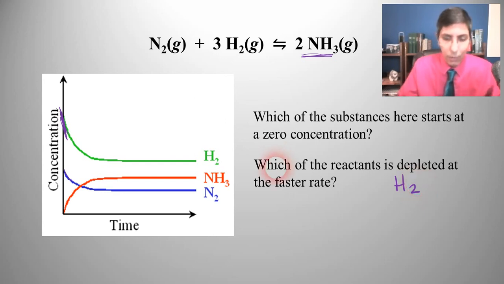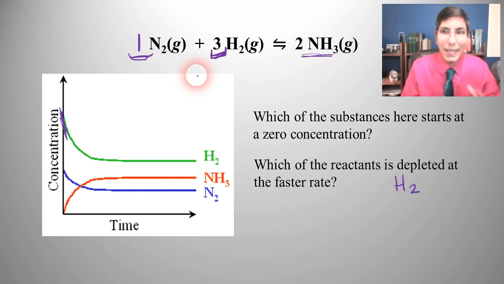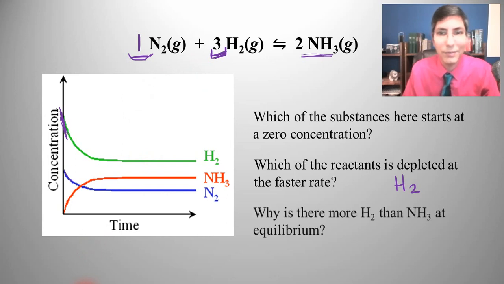How do I know that? Well, look at the coefficients of the balanced equation. For nitrogen to hydrogen, it's a 1:3 ratio. So I would expect the hydrogen to be used up 3 times as fast as the nitrogen. We can actually use the coefficients of the balanced equation to see the relative rates here, and we'll talk more about that later on in this lesson as well.